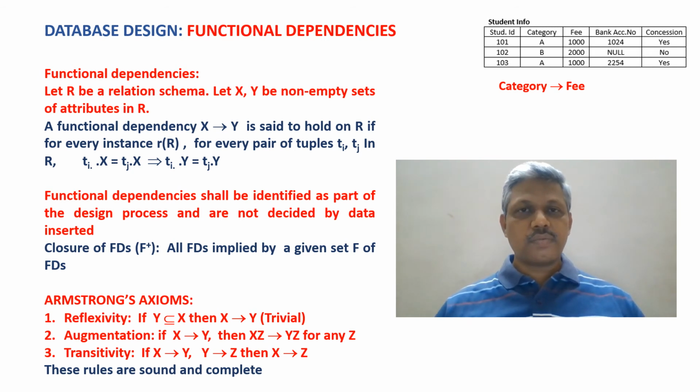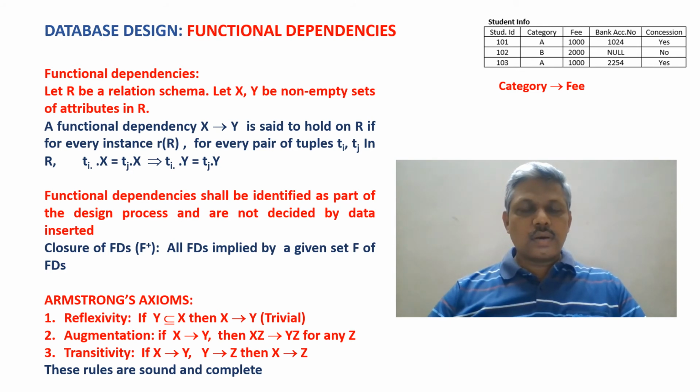Whenever for any pair of tuples x values are same, then y values are same, and whenever for a pair of tuples y values are same, z values are same, it automatically implies that for the pair of tuples, whenever x values are same, z values are also same. So that seems to be very simple, but they are very powerful rules to identify the functional dependencies that are implied by the given set of functional dependencies.